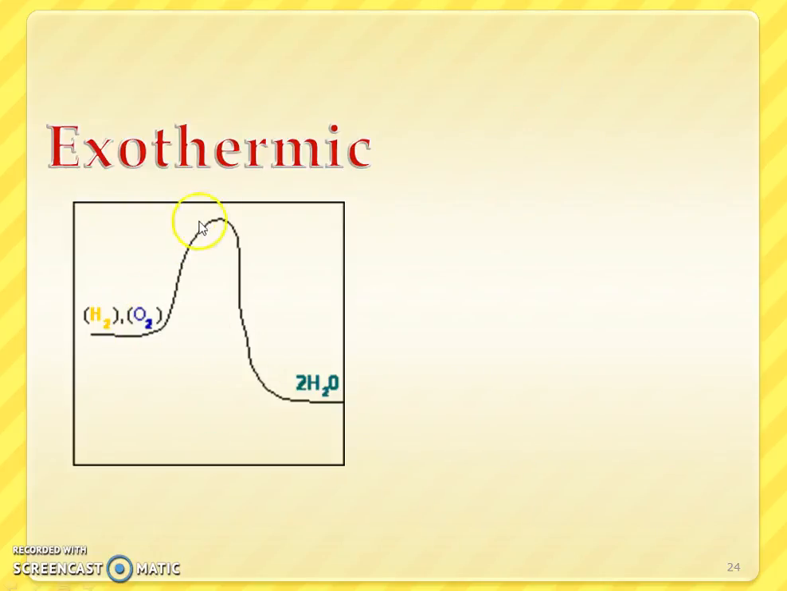So now let's look at this reaction. So here it is in the exothermic sense, right? So we have hydrogen and oxygen. It's going to absorb enough energy. It's going to release a lot more energy. So our products have less energy than the reactants it started with.